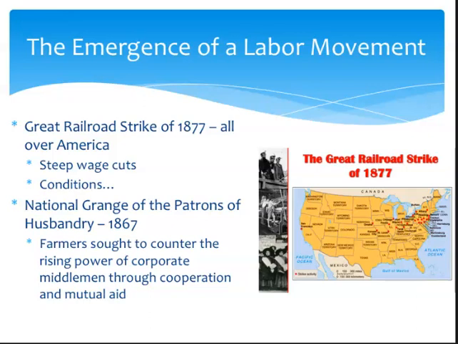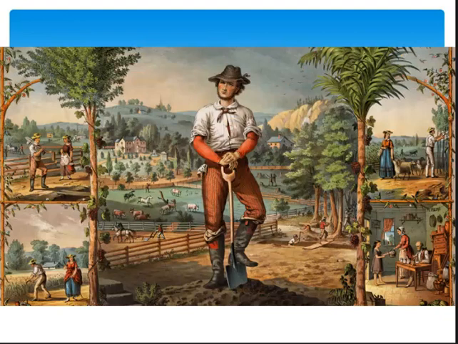In 1867, the National Grange of the Patrons of Husbandry. Basically, these were farmers and agriculturemen. Farmers sought to counter the rising power of corporate middlemen through cooperation and mutual aid. So this National Grange came together to help each other out and say, we're farmers, we're going to help each other. These businesses are out to ruin us and not give us what we need, but we are going to stick with one another. Here you can see an image that represents the National Grange. Okay, you have all these different people that are joining together to help one another and not rely on these businesses that they feel are out there bringing them down.